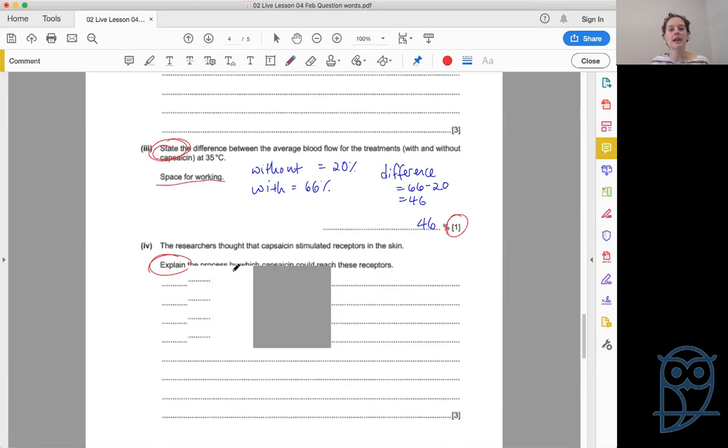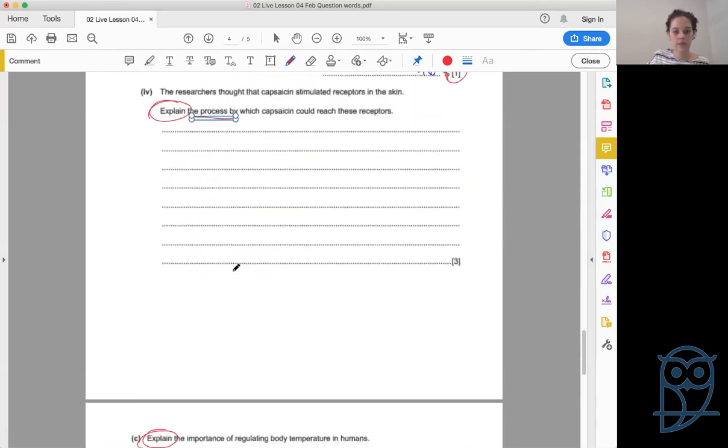So we need more detail. Okay, diffusion is moving from a high concentration to a low concentration. We've got to get across the epidermis, get between epidermal cells, and get into those sensory neurons somehow. Okay, so there are all these sorts of things that you've got to consider when you're explaining. You need that detail.